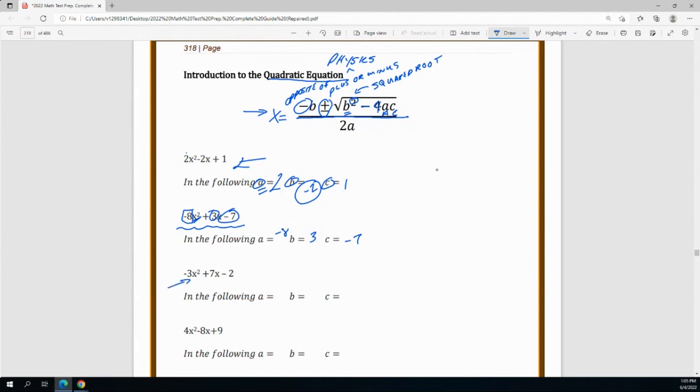Let's try that again. Look at this one. What's the A? Negative 3. What's the B? 7. What's the C? Negative 2. Good job.